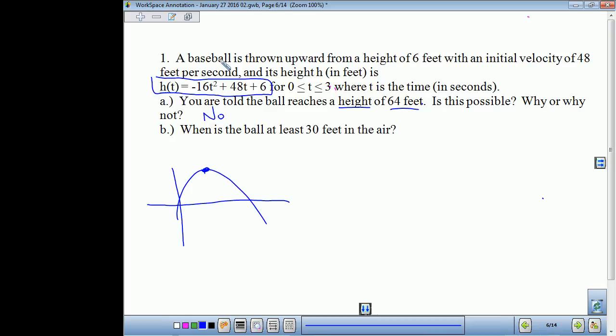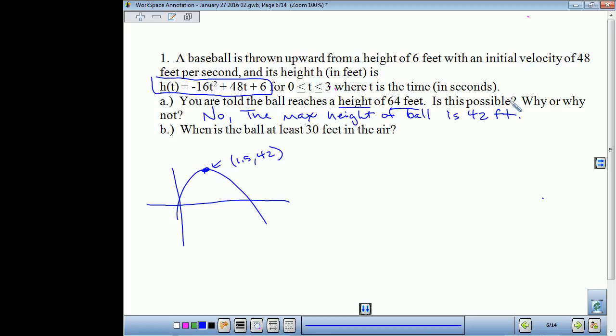What we're looking at is this polynomial function, which happens to be a quadratic. The first question: will it reach 64 feet? Well, no, it won't, because the maximum occurs right here at the point (1.5, 42). No. The max height of the ball is 42 feet.